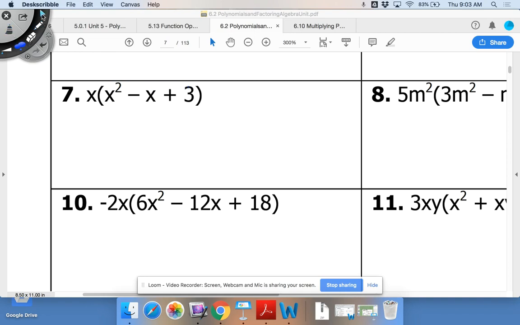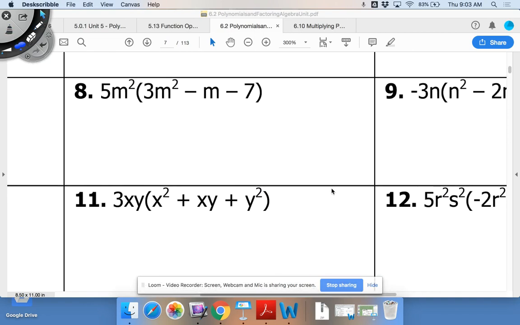So we'll go to number 8 right next to that. This time it has a coefficient and a variable, and you'll notice our exponents are going to get a little higher this time. So we draw our rainbows to remind us. 5m squared times 3m squared. So 5 times 3 is 15. And then m squared times m squared is m to the 4.